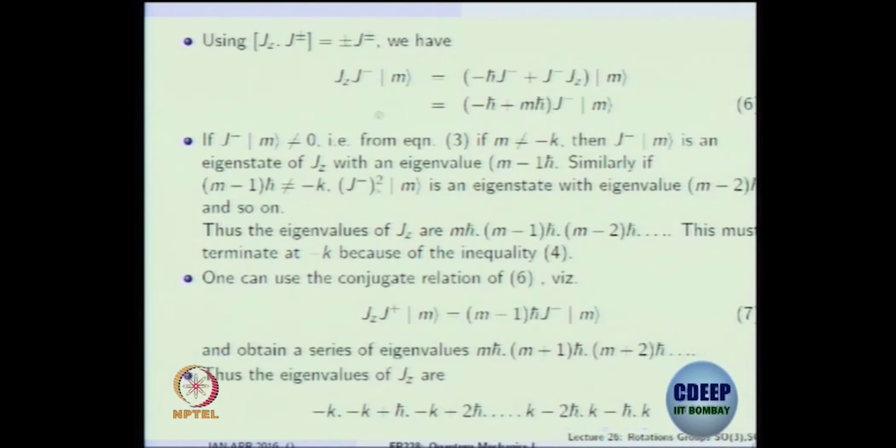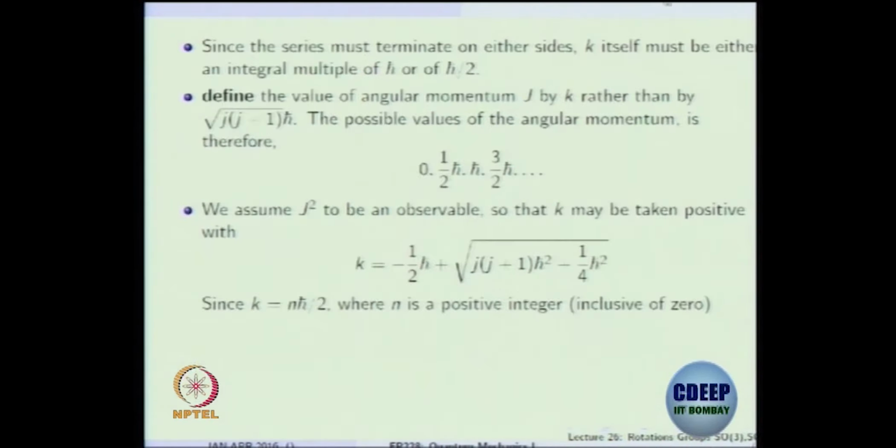You can also do the conjugate relation. This is done with Jz and J minus; you can do it with Jz and J plus, and you go in steps of m h cross, m plus 1 h cross, and so on. That will give you the span of Jz eigenvalues, which goes from minus k to plus k. And we have already seen that it should terminate on both sides: J minus on minus k is 0 and J plus on plus k is 0. The k value could be either integral or half odd integral. These are the only two possibilities.